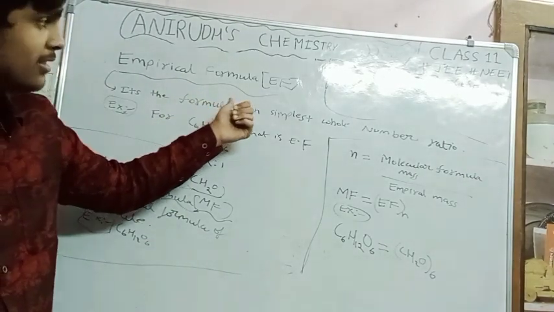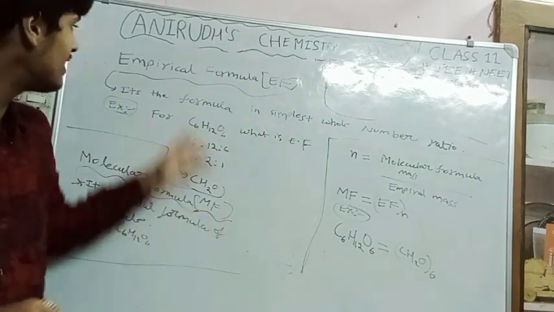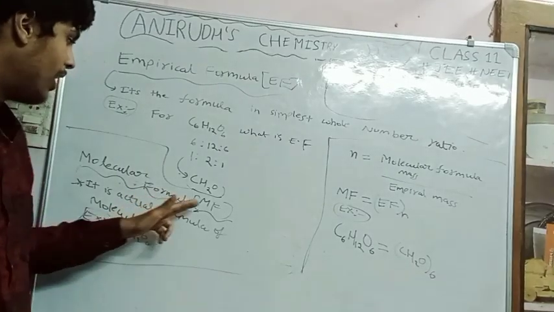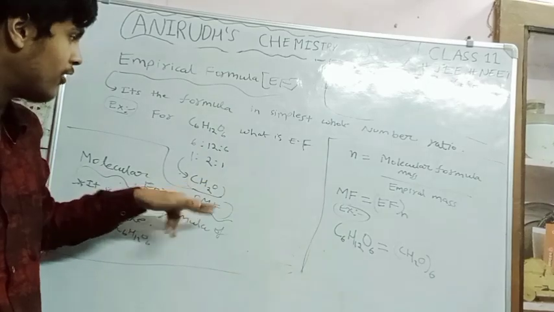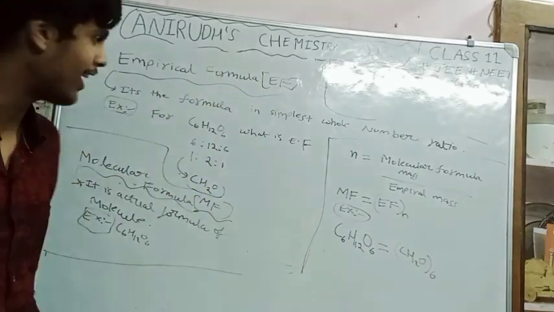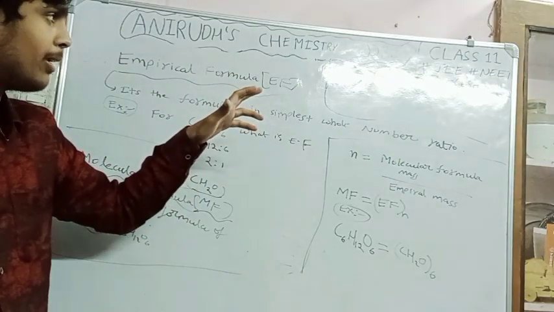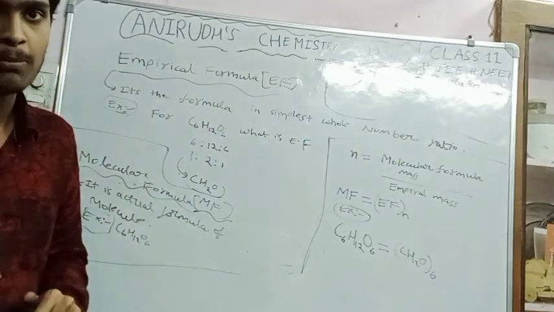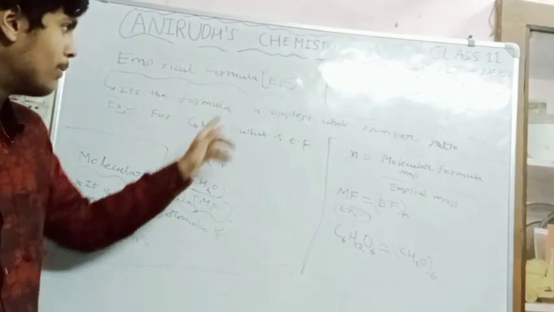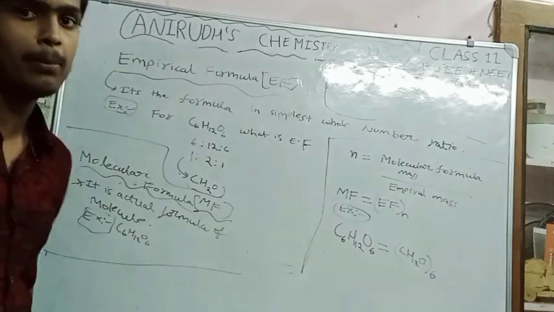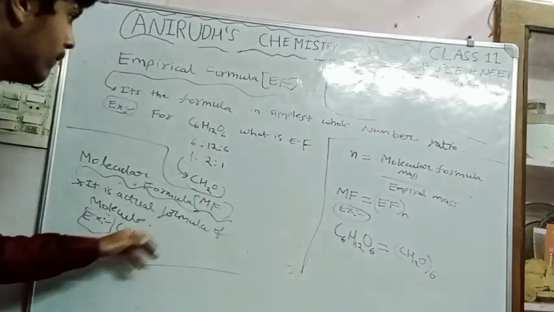If you write the molecular formula in terms of simple whole number ratio, it is the empirical formula. Means empirical formula is a type of molecular formula, but molecular formula is not a type of empirical formula. There can be more than one compound having the same empirical formula, but the molecular formula should be different. The molecular formula is unique, but the empirical formula can be the same for any number of molecules, any number of compounds. Okay, this is the thing.